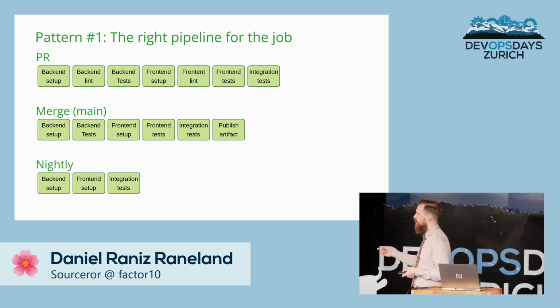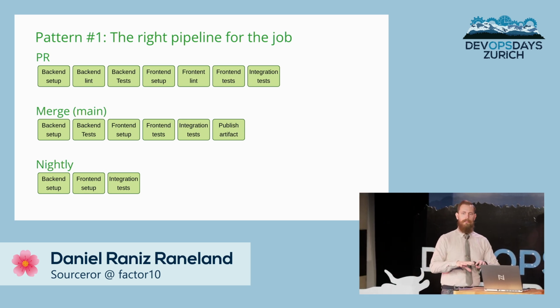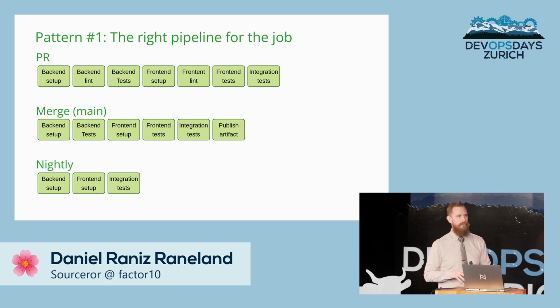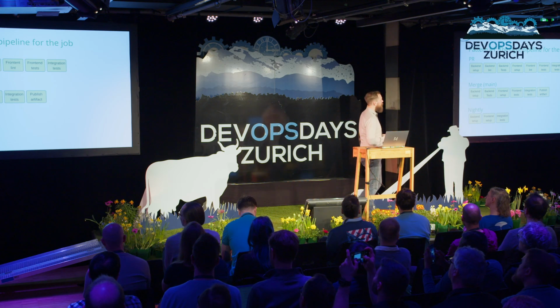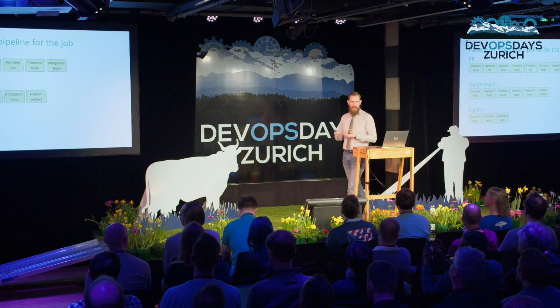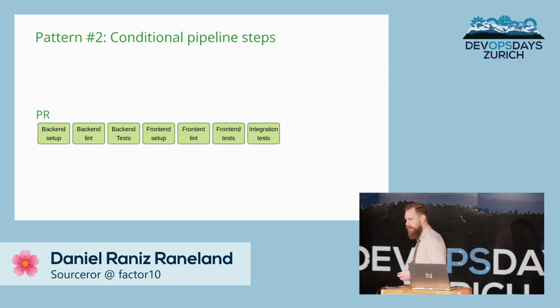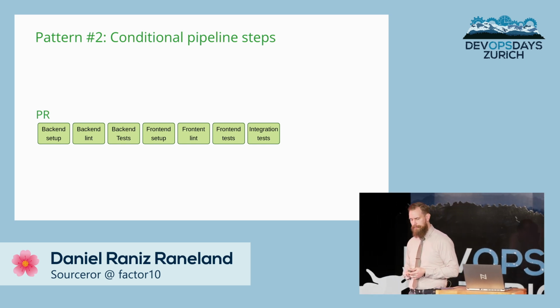The only thing that can change during every nightly run is the outside world. The code in the repository is still the same, so we don't need to verify that. And this means we'll waste a lot less resources by just running the steps that we need. And the way we can do this is we could specify these as separate pipelines, one for the PR, one for merge, and one for nightly. But we can also use conditional pipeline steps, which is pattern number 2.